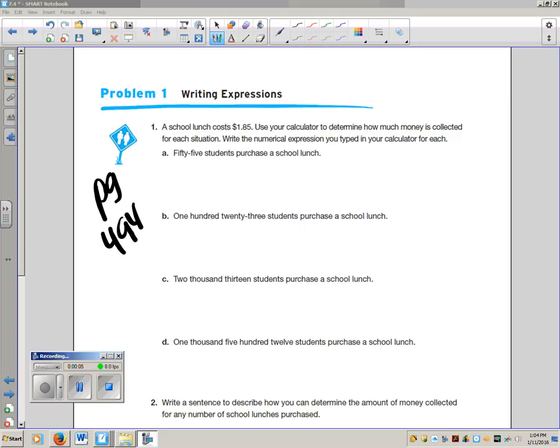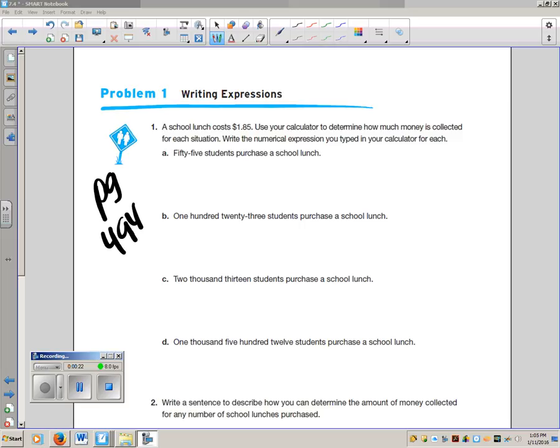We're on page 494 in your textbook. This is 7.4. Getting through the chapter, you're doing well. On page 494, now we're going to start writing expressions with variables and constants.